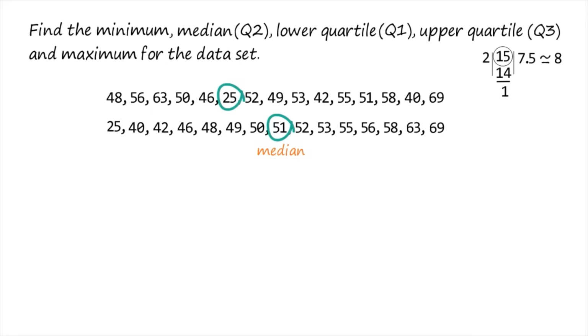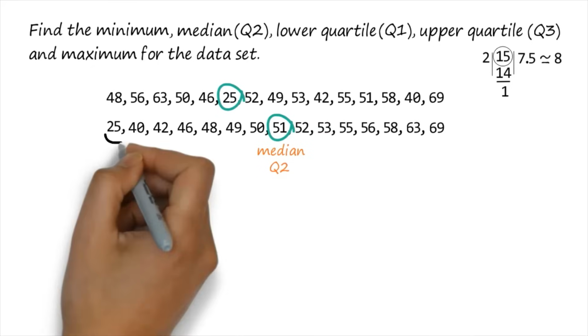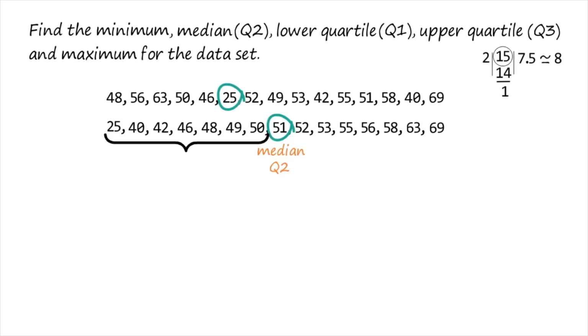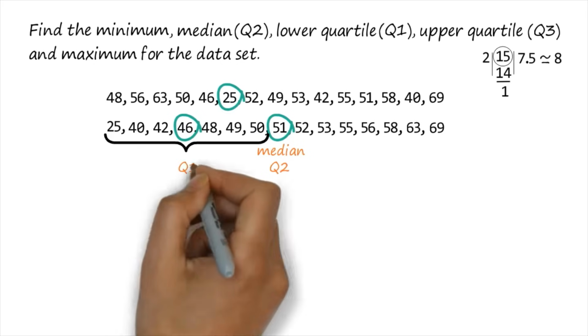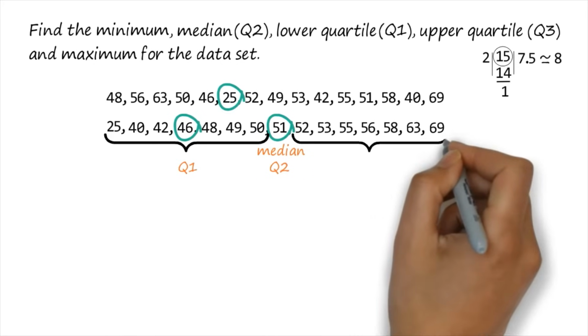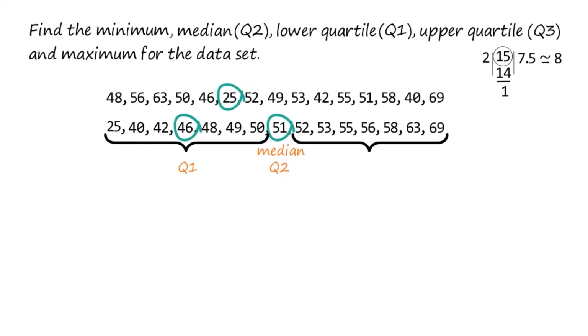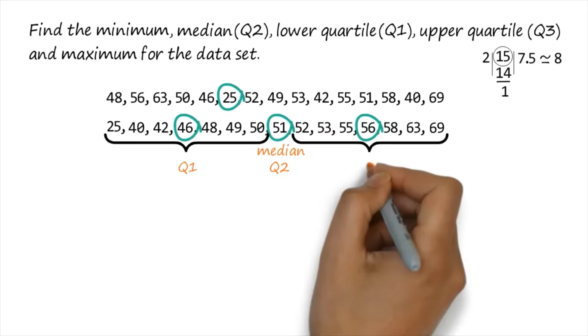Now, how do we find Q1 and Q3? Median means we have already got Q2. Now we have to find Q1. Q1 means the left side of Q2. Now count how many data points are there. You have 7 data points. Which one will be the median if I apply the same logic over here? So 46 is the median for these data points, so it will be our Q1. Now how many data points do we have over here? Again 7. So the fourth data point will be Q3, that is 56. So it will be Q3.